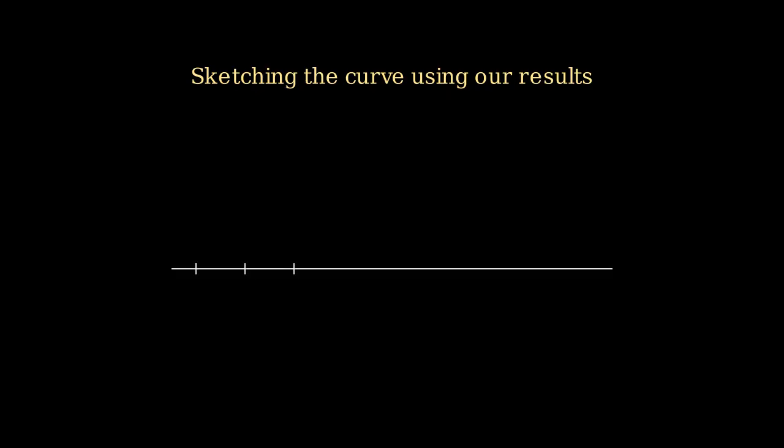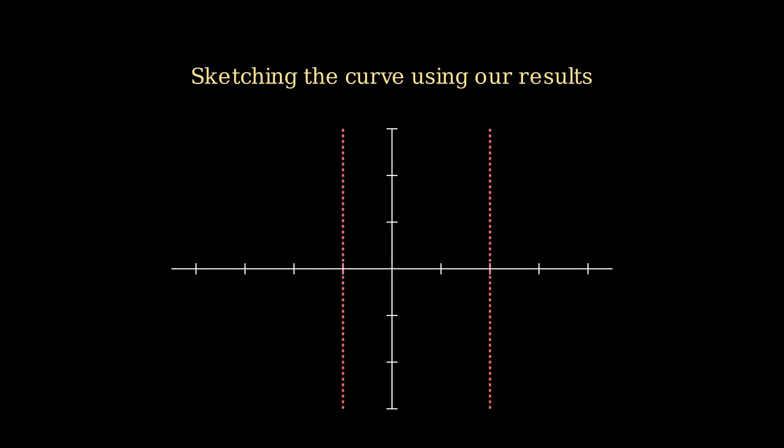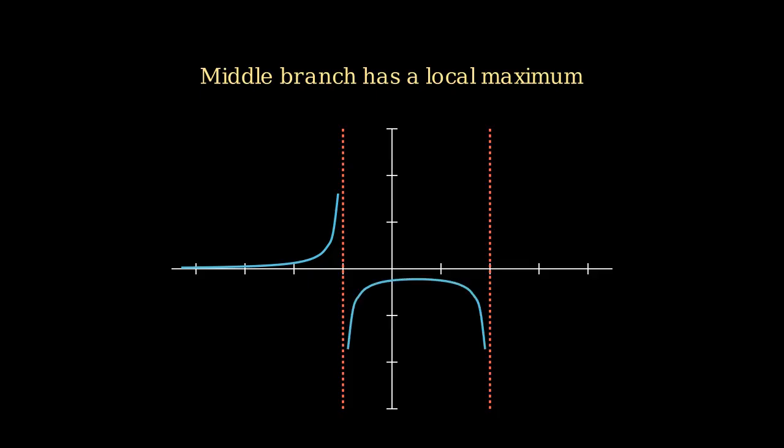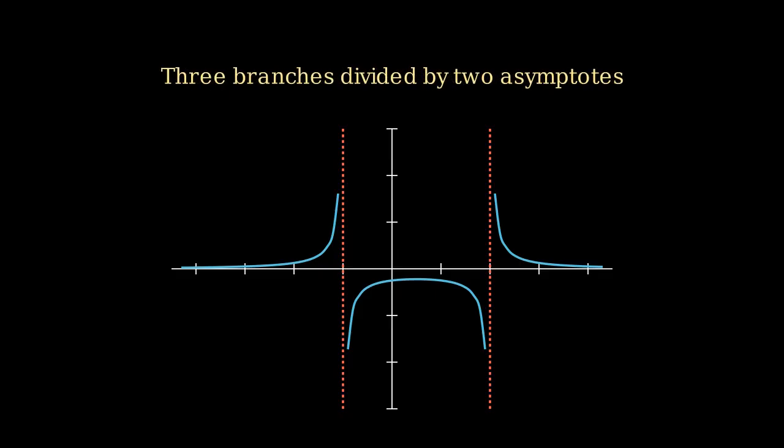On the left of x equals -1, the curve rises from just above 0 and shoots up toward positive infinity. Between x equals -1 and x equals 2, the curve falls from -infinity, rises to the local maximum at -4/9, then falls back down to -infinity. To the right of x equals 2, the curve falls from positive infinity down towards 0. This gives us the complete two-dimensional sketch, with three separate branches divided by the two vertical asymptotes.